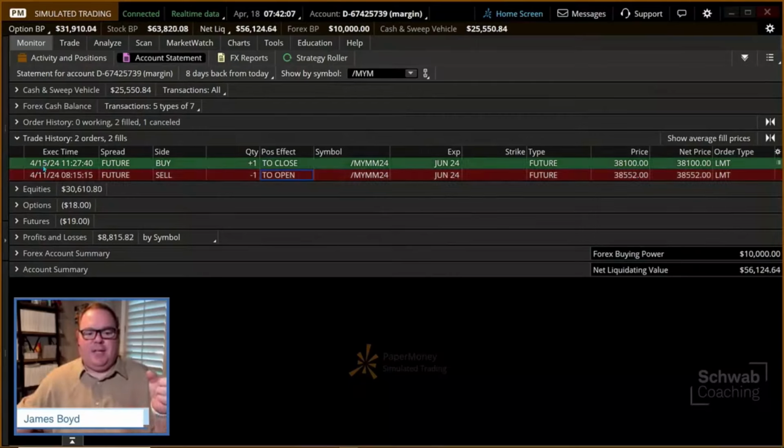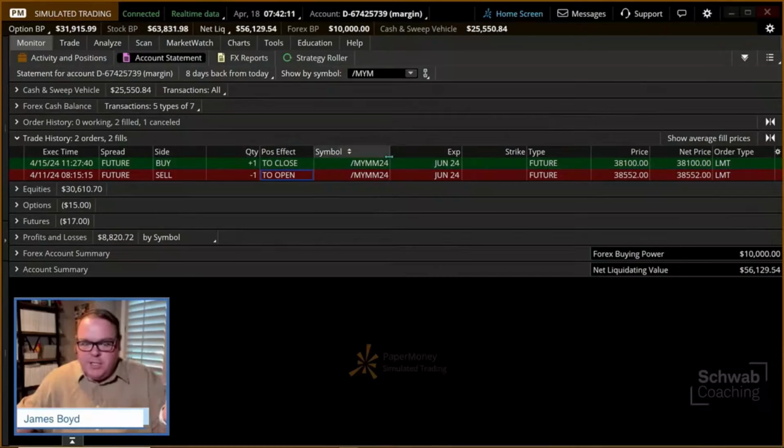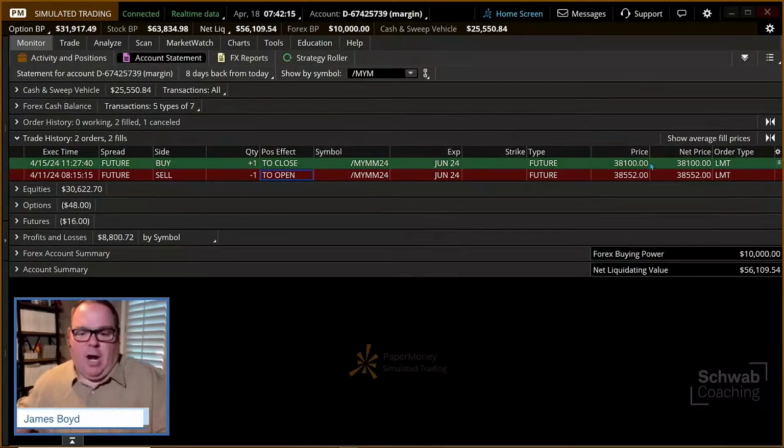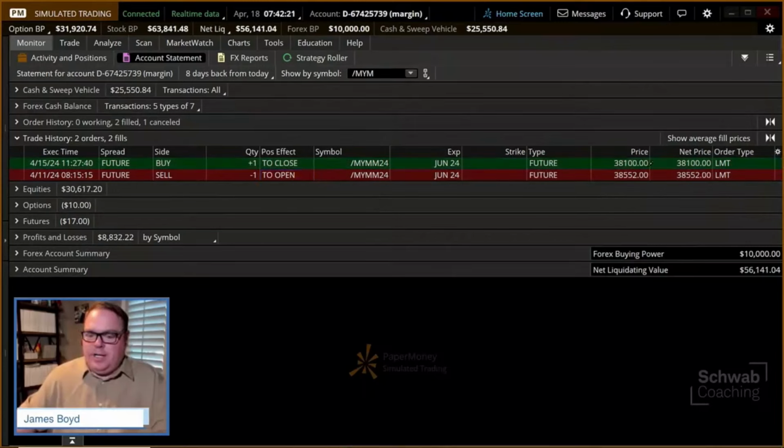Now, we put a target on this. We said if the Dow futures fall down to where we thought the support level was, which might be horizontal support, the buyback price was 38,100. So what we want to do is quickly take a look at how many points that was. Well, if my math is right, it was about 452 points. Is that correct? Yeah, 452 points.